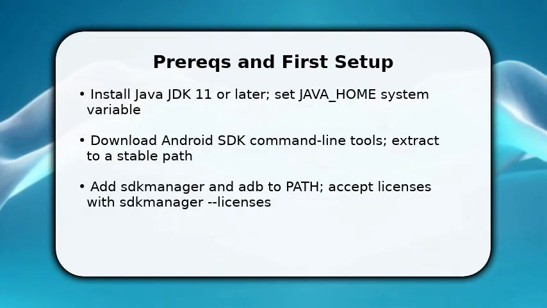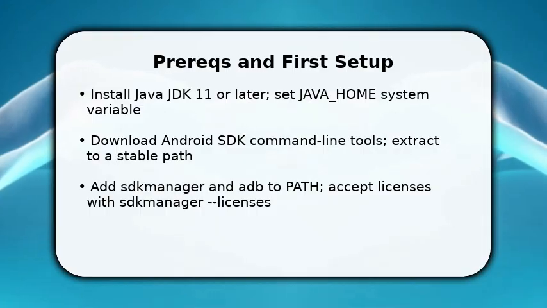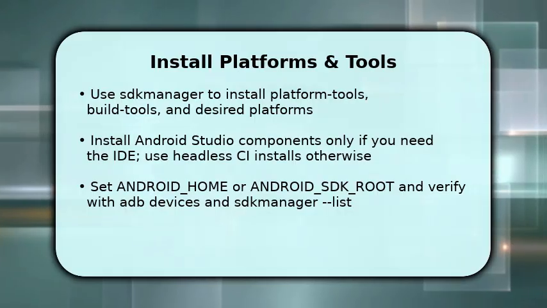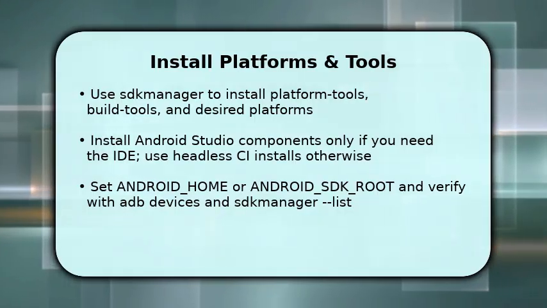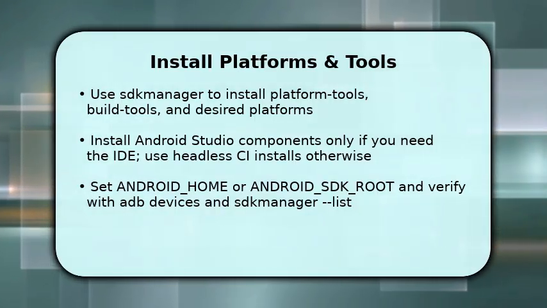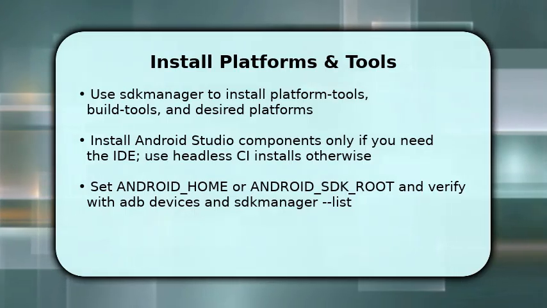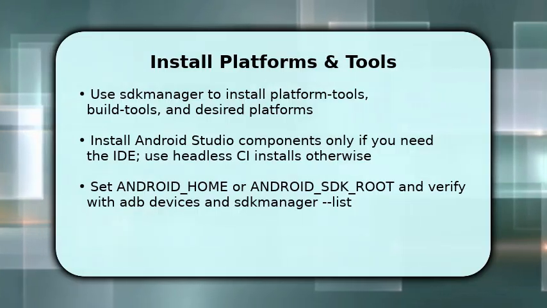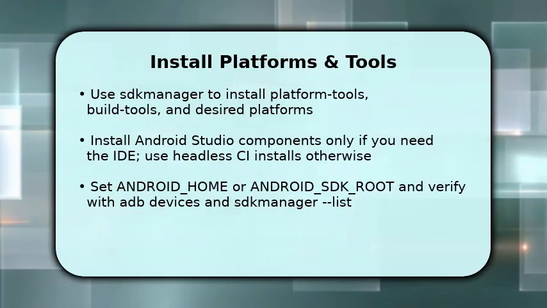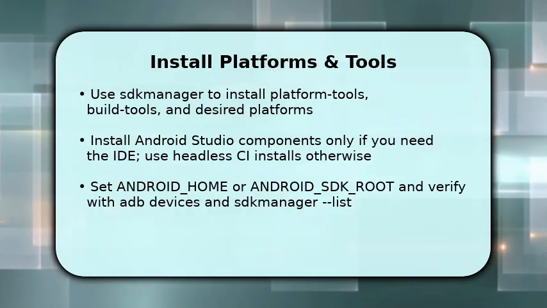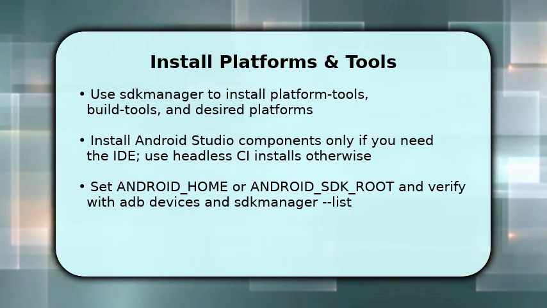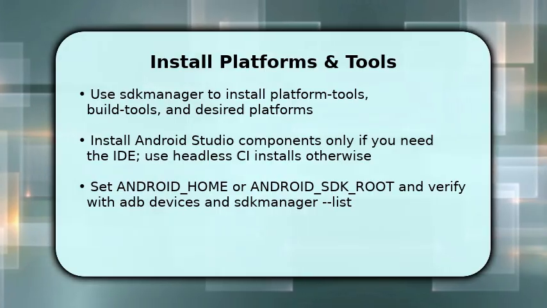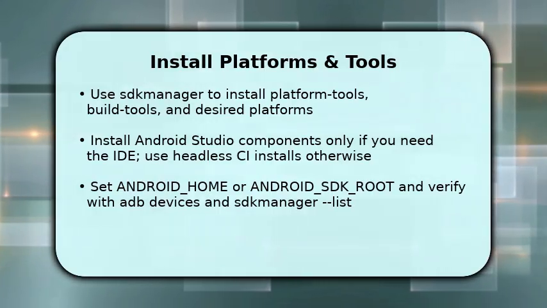Once basic access is ready, use SDK Manager to install platform tools, the specific build tools version, and the Android platform API levels you target. This ensures reproducible builds. Make sure to install system images only if you need emulators. If you prefer command line CI, avoid Android Studio and script SDK Manager calls instead. Also set Android SDK root or Android Home so Gradle and other tools locate the SDK. Finally, verify with adb devices and SDK Manager list to confirm installed packages.